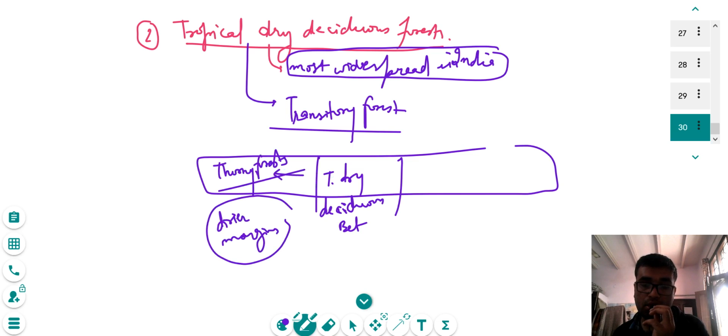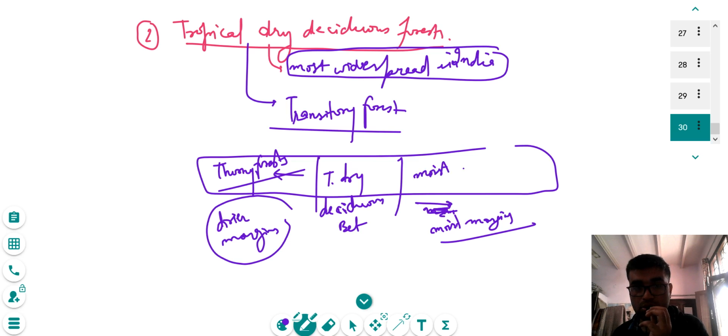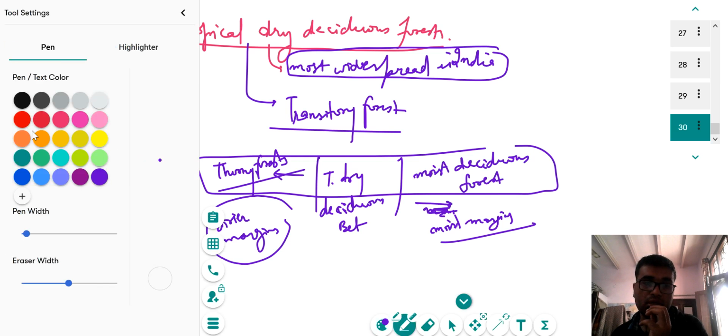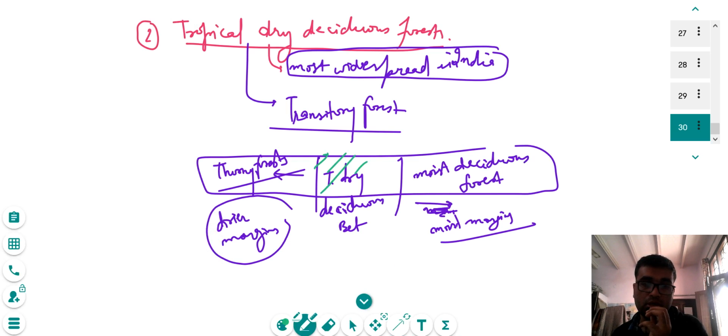And in the moist margins, there are the moist deciduous forests. So if you see, they are the marginal ones, right? This belt is the marginal one. It is the transitory belt from the thorny forest to the moist deciduous forest.